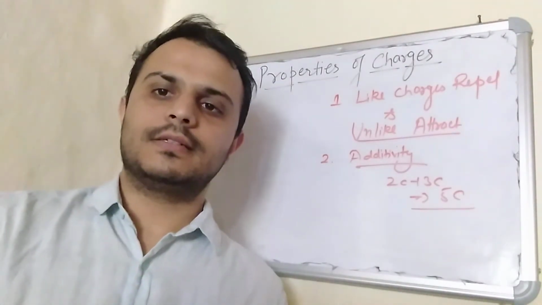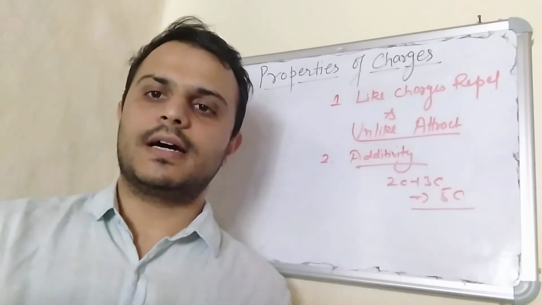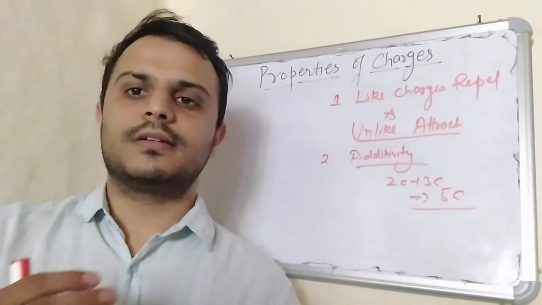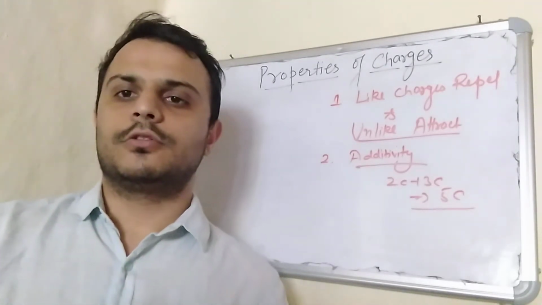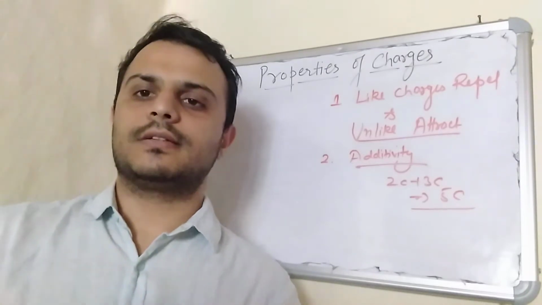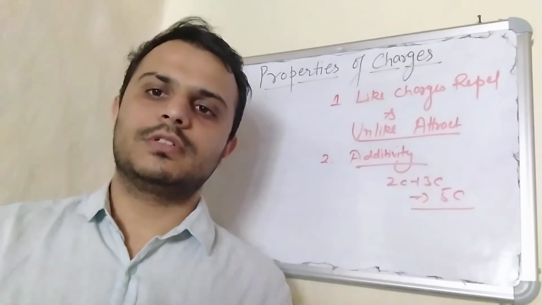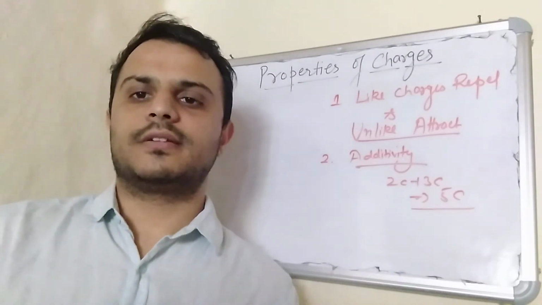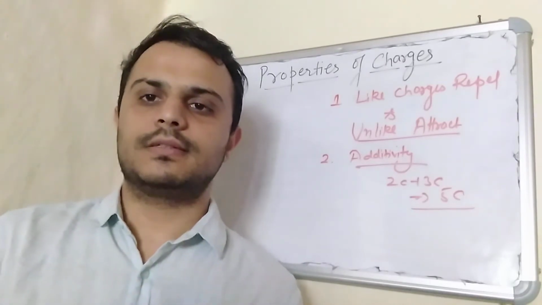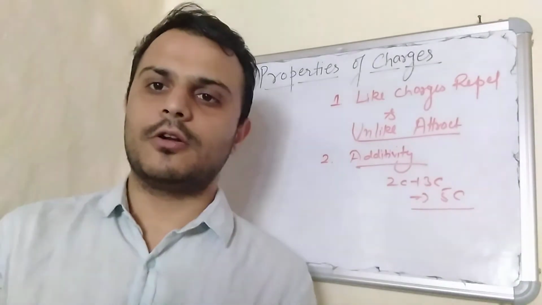The third property of charges is conservation of charge. Charges are always conserved, meaning we cannot create a charge and we cannot destroy a charge. If there is a creation of charge in some reaction, especially a nuclear reaction, there is always a balance there also. In the forward and backward reactions, charges will always remain balanced. So charges are always conserved, they are neither created nor destroyed.